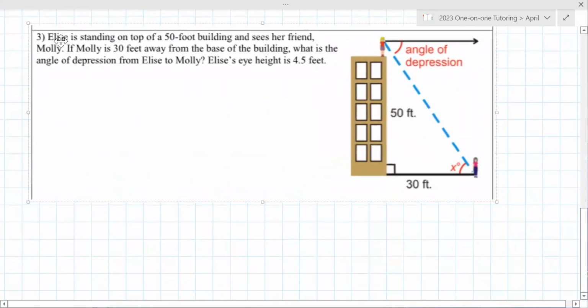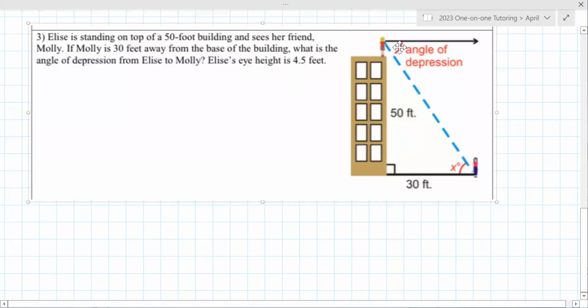All right, E is standing on top of a 50-foot building and sees her friend Molly. If Molly is 30 feet away from the base of the building, what is the angle of depression from E to M? E's eye height is 4.5 feet.